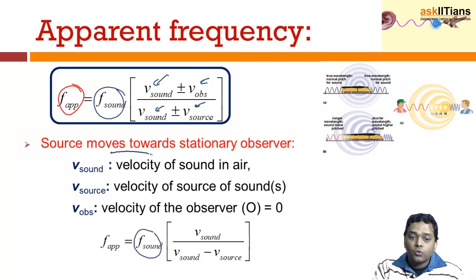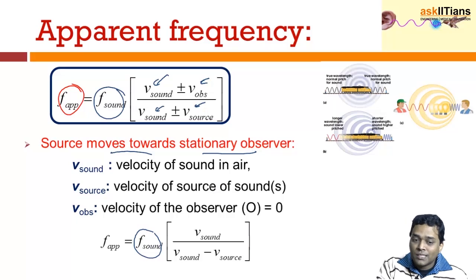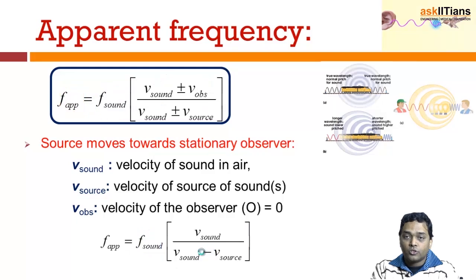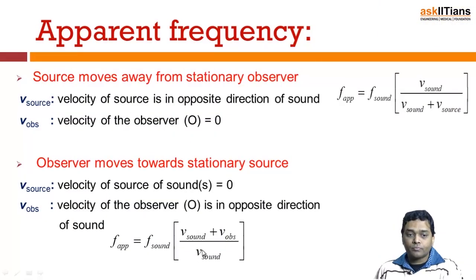If the source is moving towards the stationary observer, V observer is going to become 0. When the source is moving towards the observer, the sound and the source are moving together, so the relative velocity between them is going to be negative. That's the reason you have a negative sign here, so the frequency is going to increase. When the source moves away from the stationary observer, they are moving in opposite directions, and therefore the relative velocity is going to be added up, and so the frequency is going to decrease, because this is there in the denominator.